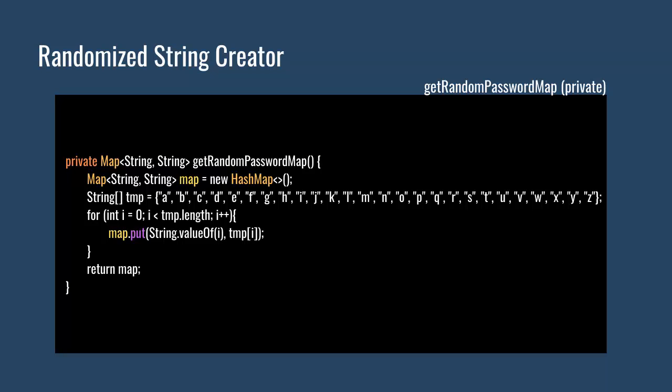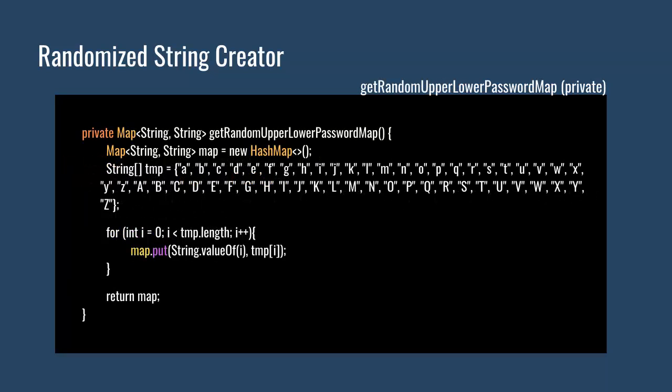The string array is included. They're all lowercase characters one by one. The method can be used to put the string array characters into the hash map. Similarly, the getRandomUpperLowerPasswordMap method means to create a randomized string. The string array is included. They're all uppercase and lowercase characters one by one. Also, the method can be used to put the string array characters into the hash map.